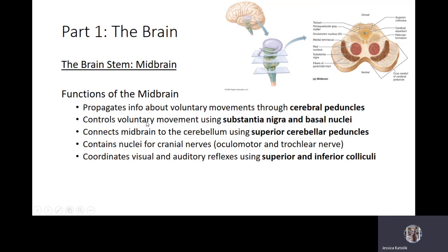Voluntary motion and movement is also going to be controlled by the substantia nigra and the basal nuclei. The substantia nigra is located here. It is a highly pigmented area within the midbrain, and within it, it has the basal nuclei. Changes in the substantia nigra and basal nuclei can lead to cerebral palsy, and it will lead to a lack of inhibition to additional motions that the body is producing.